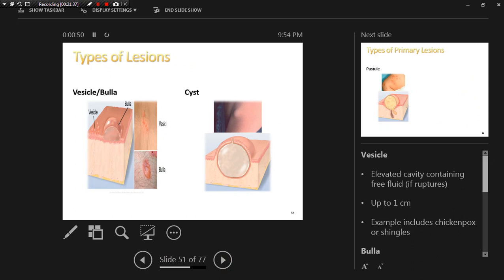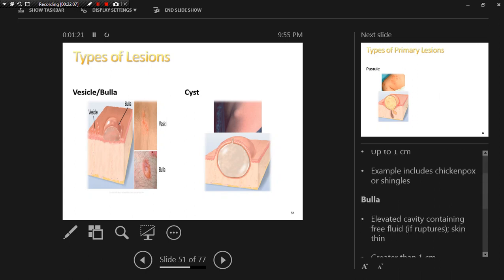So we know vesicles, we know there's going to be free fluid under kind of a cavity, and this is going to be up to 1 centimeter. And whenever we think of vesicles, we might think of chickenpox, or varicella, or herpes zoster with shingles. So vesicles that have fluid underneath, that might be in a zoster form pattern. And then once they rupture, they tend to crust over and dry.